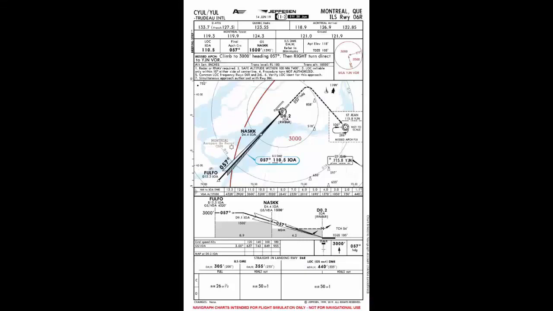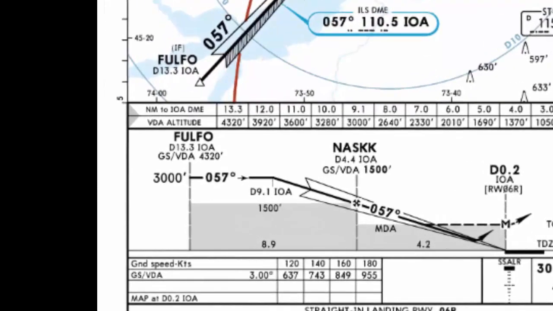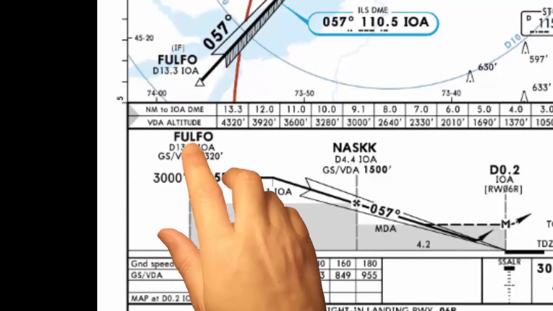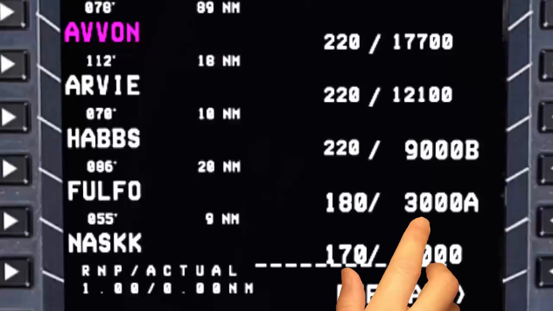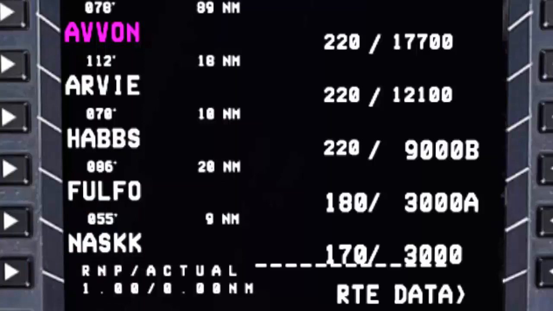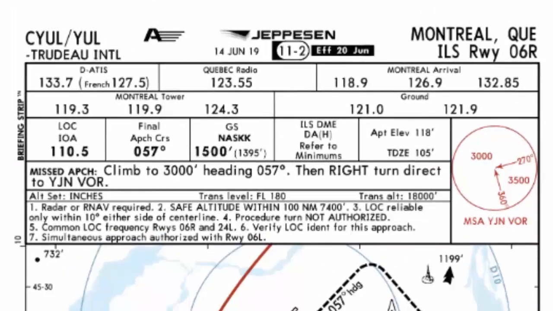And this is my ILS runway 06 right approach chart. In the profile section, as we can see, 3,000 feet is the altitude at which I have to be at FULL waypoint. And my CDU legs page again shows 3,000 feet pre-selected altitude at FULL waypoint. Checked. Let's go back to my approach chart.